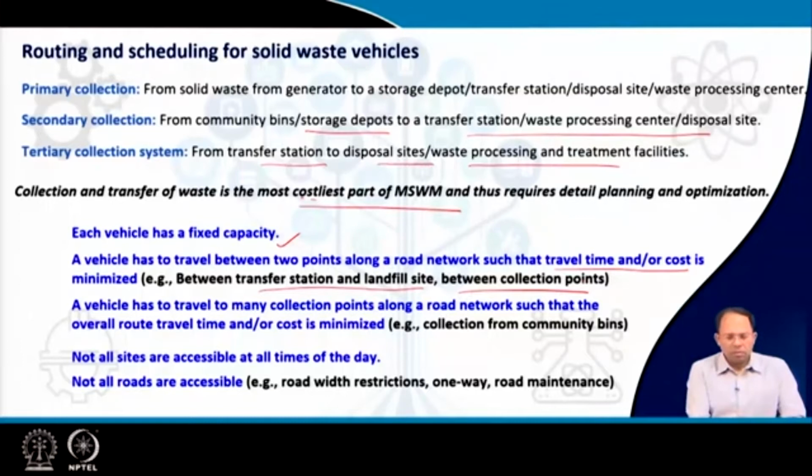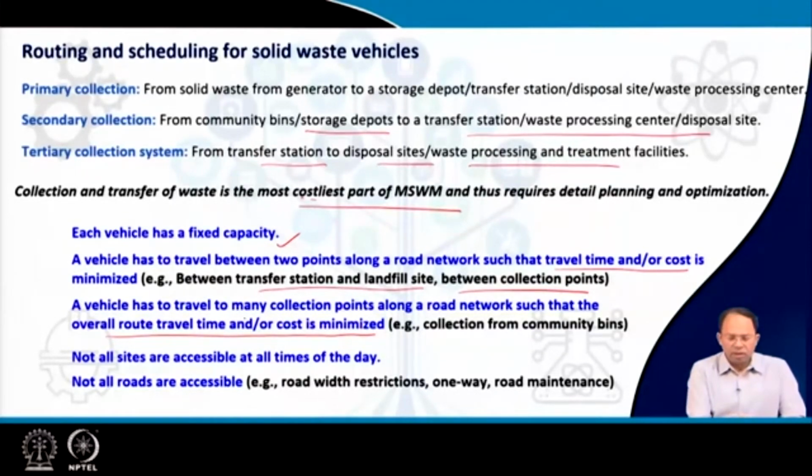Now, when a vehicle has to start from a depot, go to multiple community bins, and then go to a disposal site, and then even return back again to continue with the collection process, in that case, a vehicle has to travel to many collection points along a road network such that the overall route travel time or cost is minimized. So that means it's not only traveling between 2 points. So we are minimizing the travel time or the distance between 2 points, but also in what sequence we should select these travel points so that the overall journey of this particular vehicle is minimized. So that is the second part.